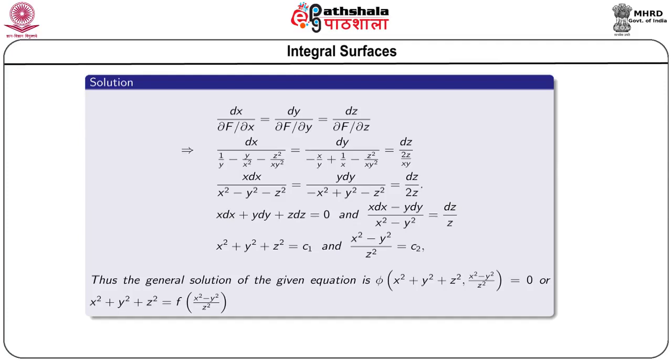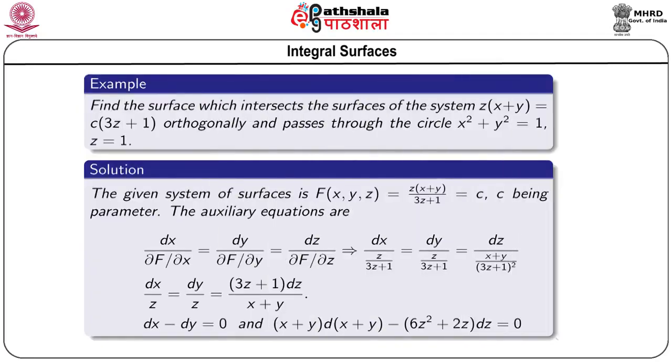So, one integral is x square plus y square plus z square equals C1, and the other integral is x square minus y square by z square equals C2. So, the general solution of the quasi-linear equation is phi of x square plus y square plus z square comma x square minus y square by z square equals 0, or in explicit form one can write the equation as x square plus y square plus z square equals f of x square minus y square by z square.